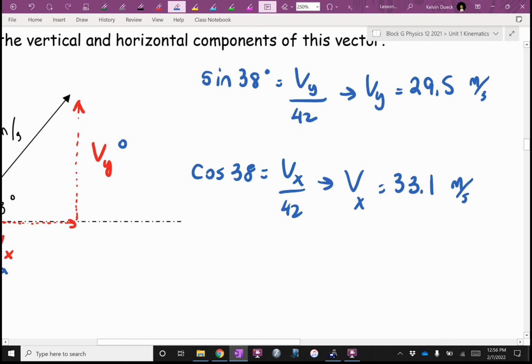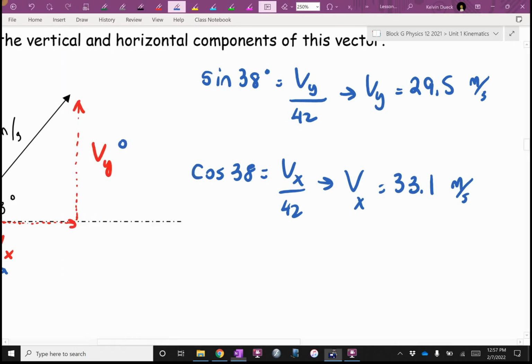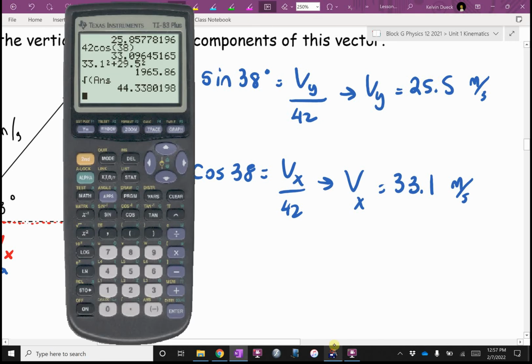I could do a quick check. What that means is if I go 33.1 squared plus 29.5 squared and then square root, that should give me the original, what was it? 40, oh, did I type that in wrong? No, I didn't. Oh, I wrote 29.5. It's 25.5. I totally wrote down the wrong answer. People on YouTube were screaming at me.